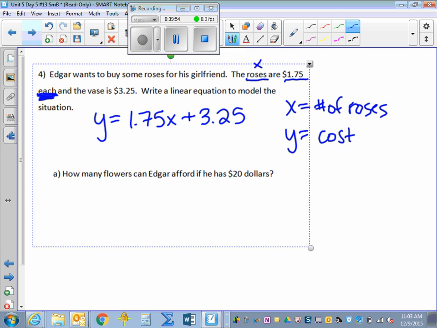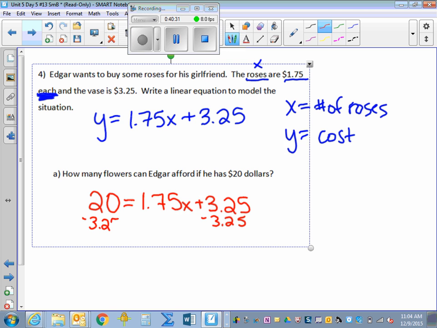Now for letter A. It says, how many flowers can Edgar afford if he has $20? Alright, Joe, what do we do? So he has a total amount of $20. Now we need to solve for x to see how many roses. So what do we have to do? Subtract 3.25, and then divide the answer by 1.75.